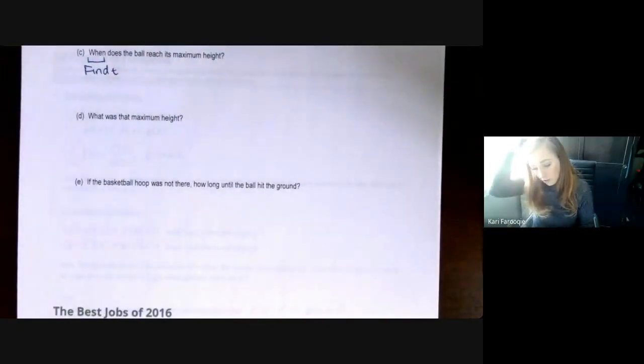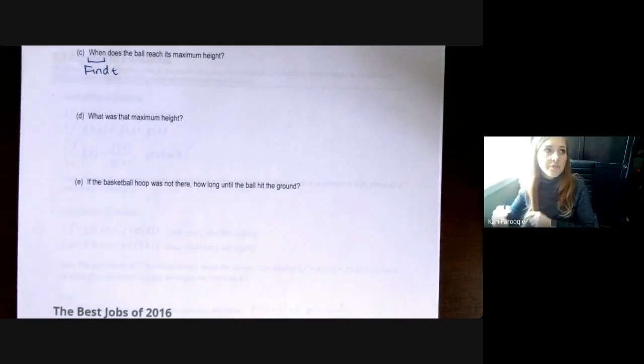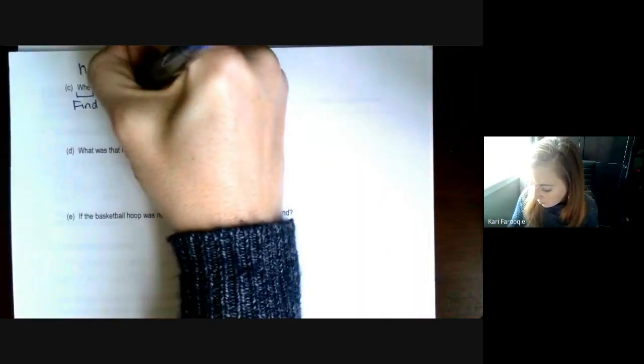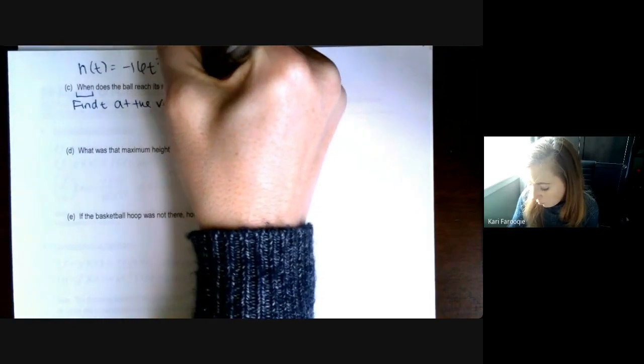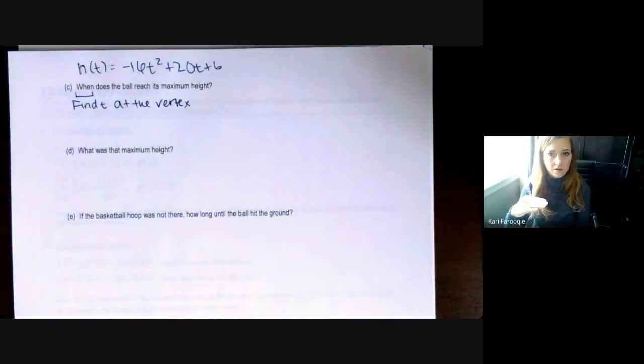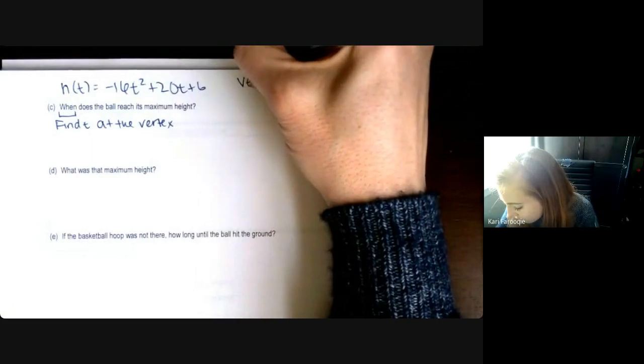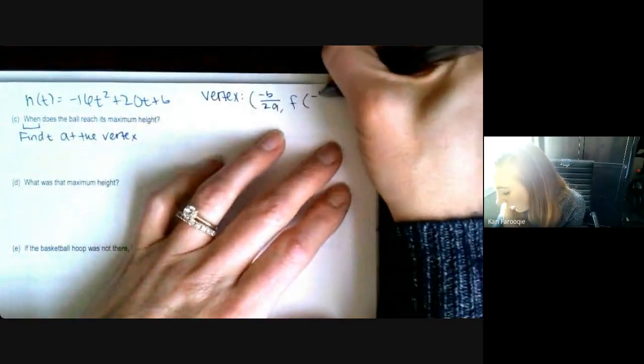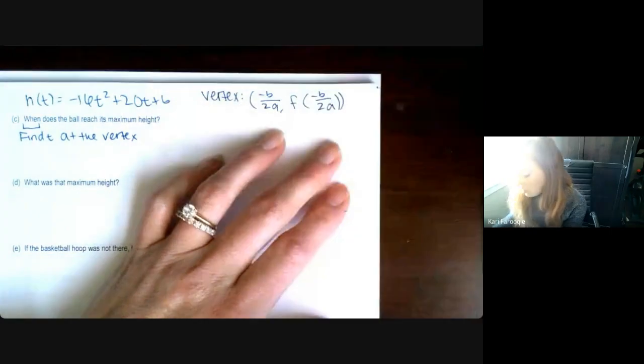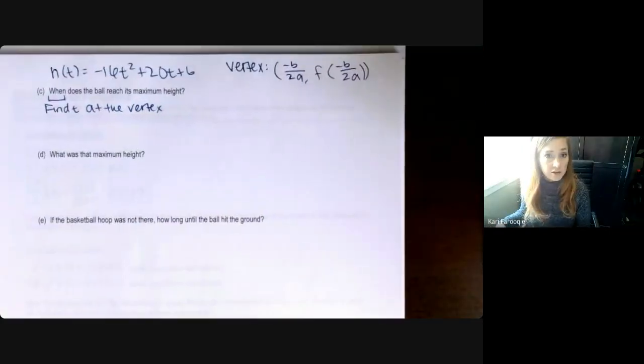So we're going to have to find t at the vertex. The vertex is where it's going to reach its maximum or minimum, and in this case, it's a maximum value at which you hit that turning point of the parabola. If you don't remember the equation for finding the x-coordinate of the vertex, I'm going to remind you: the vertex of the parabola is at negative b over 2a, and then the y value is f of negative b over 2a. We just need to find t at the vertex.